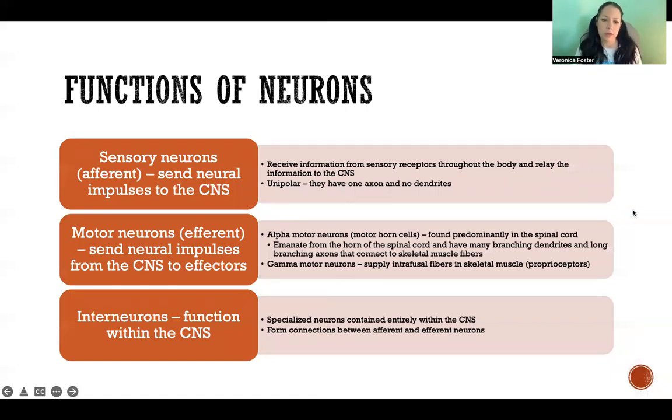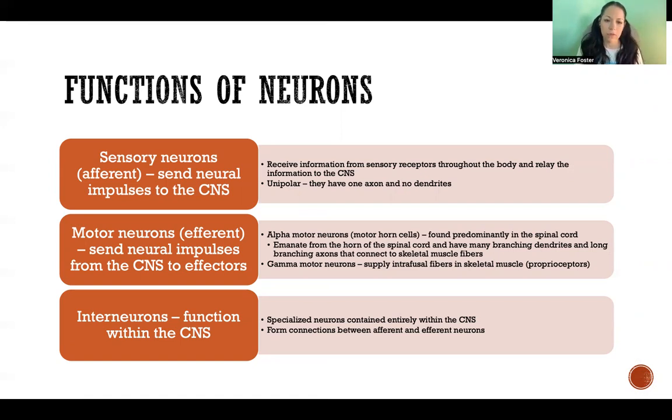So functions of neurons. Neurons are either sensory neurons, motor neurons, or interneurons. Sensory neurons are also called afferent neurons, and they are receiving information from the periphery or from anywhere in the body about what is happening internally or externally. So the internal environment of the body or the external environment. So we're collecting information about what's happening and sending that up to the central nervous system to keep the brain informed, essentially, of what is going on in and around the body.